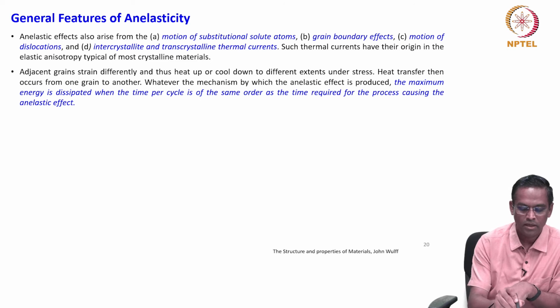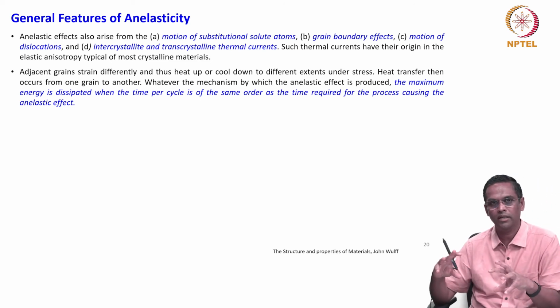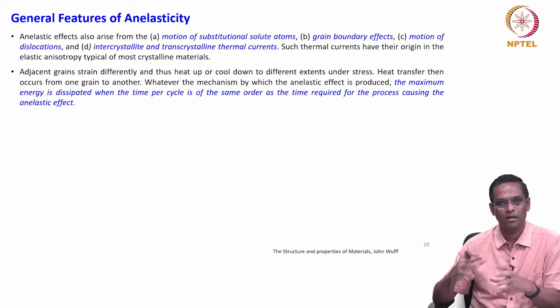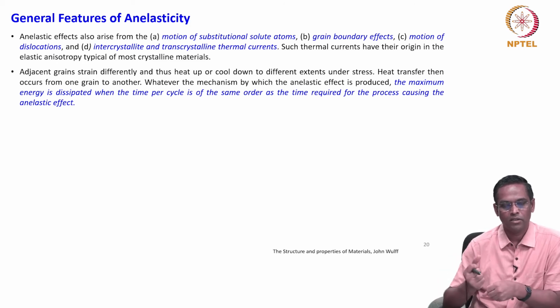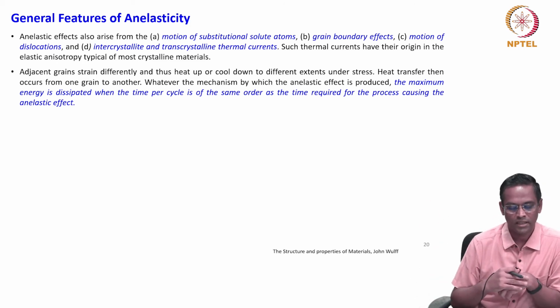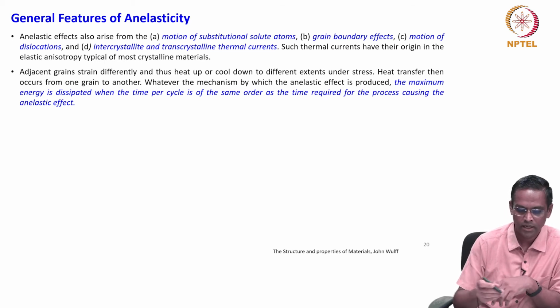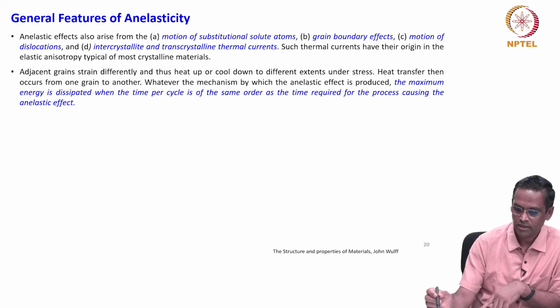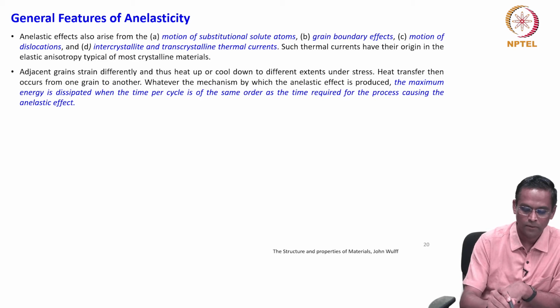Adjacent grains strain differently. Depending upon the slip characteristics, we will see, depending upon the critical resolved shear stress and so on, everything gets realigned or stretched towards the stress axis or loading axis. In that activity, they get heated up or cooled down to different extents under stress. Heat transfer then occurs from one grain to another. So that is one event.